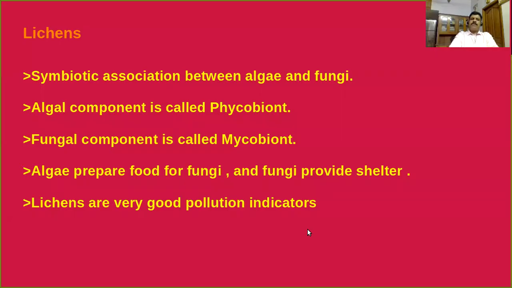Dear students, we have to discuss one more group of organisms collectively called lichens. Do you remember the lichens we have already discussed under kingdom Fungi? Lichens are the symbiotic association between algae and fungi. The algal component is called phycobiont and the fungal component is called mycobiont. In this association, both algae and fungi have equal benefits, so we call this a symbiotic association. Algae prepare food for fungi and fungi provide shelter.